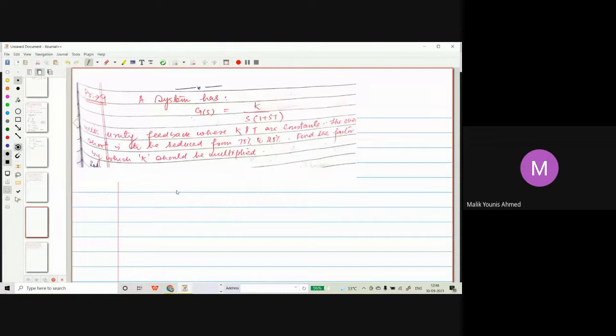A system of G of S is equal to K divided by S into 1 plus ST with unity feedback, where K and T are constants. The overshoot is to be reduced. That means overshoot is given, is to be reduced from 75 to 25. Find the factor by which K should be multiplied. It's a very important question.